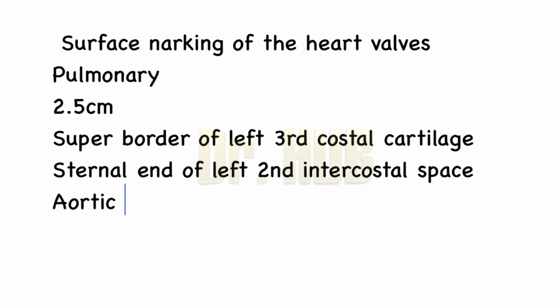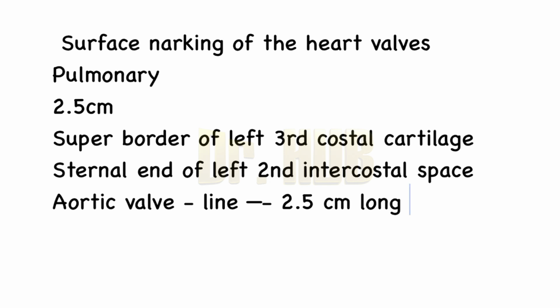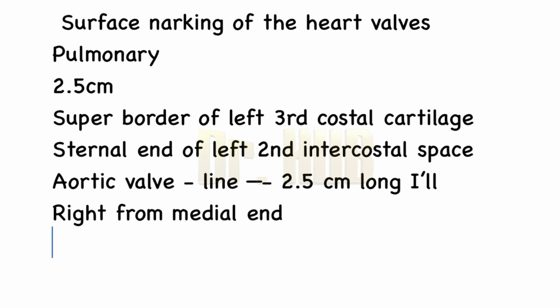Next is the aortic valve. So what's happening in the case of the aortic valve? The line is approximately 2.5 centimeters long, and it runs inferolaterally and to the right from the medial end of the left third intercostal space.